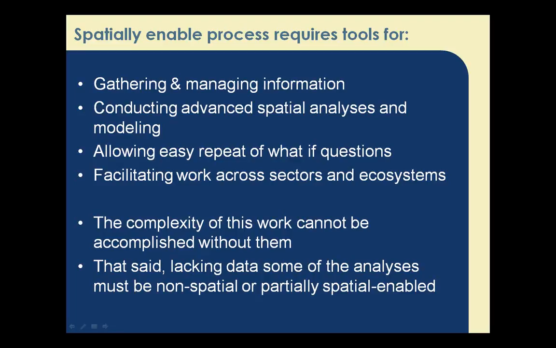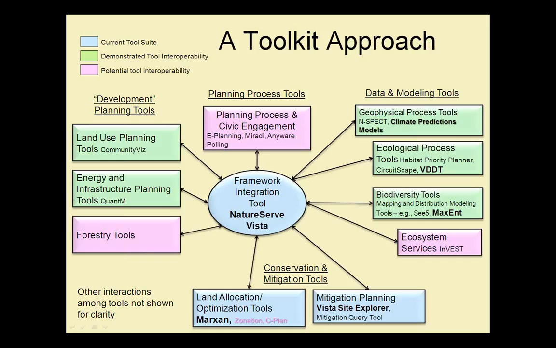So I just want to emphasize that the complexity of this work cannot be accomplished without tools. But that said, lacking data, some of the analyses must be non-spatial or partially spatially enabled. So, for example, NatureServe has a spreadsheet tool called the Climate Change Vulnerability Index. That can be informed by intersecting, say, species locations with climate change maps. But from then on, that becomes really an expert process of working through a guided spreadsheet set of tools that help score species for how vulnerable they might be to climate change in the future. From there, we can certainly take that information and spatially enable some of that vulnerability assessment and adaptation planning.